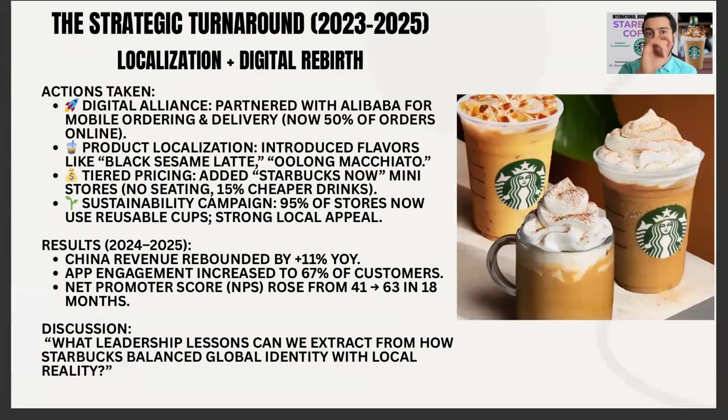But if I go with the actual strategic turnaround, what happened exactly? Let me start with this: localization and digital birth. How did Starbucks overcome this particular problem in 2023 to 2025, and what were the actions taken?